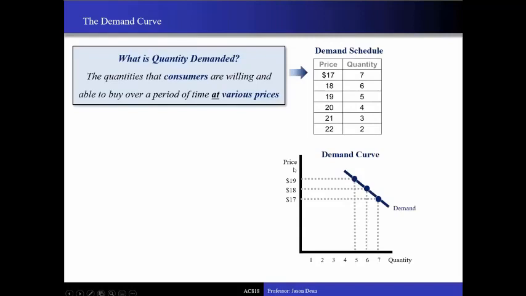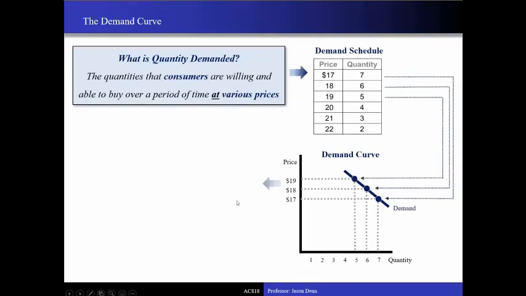$19.05. So here we put price on the vertical axis and quantity on the horizontal axis. At this point, this is showing you that consumers would want to buy 5 units if the price is 19. They'd want to buy more if the price falls to 18. They want to buy one more, which would be 6. So again, we're just plotting this information here.